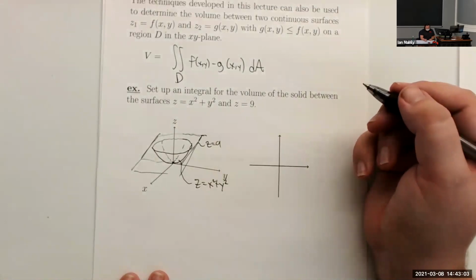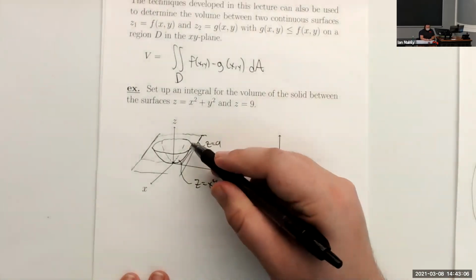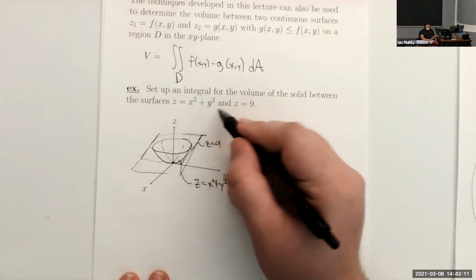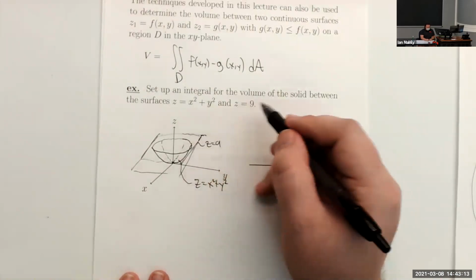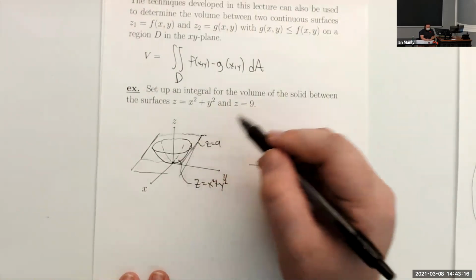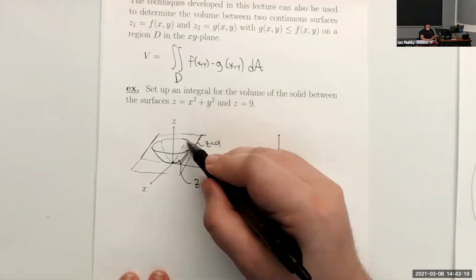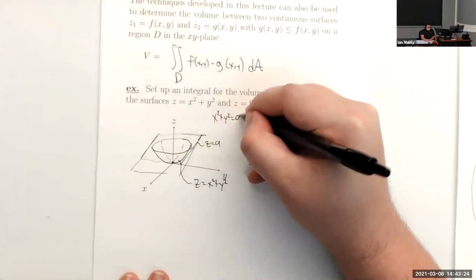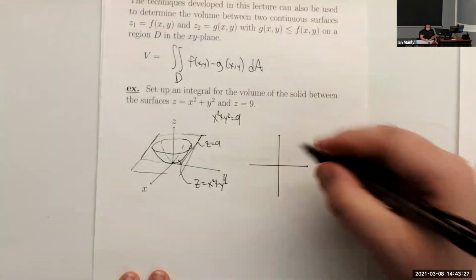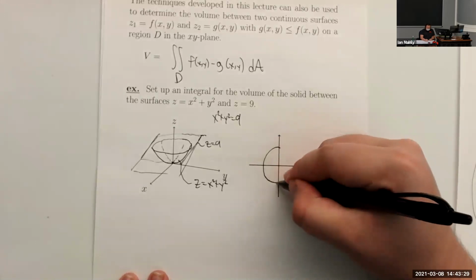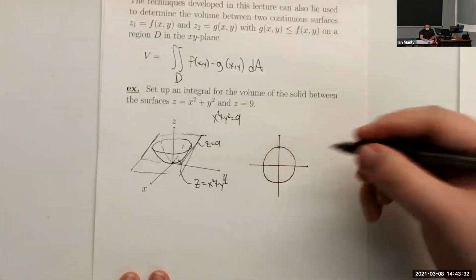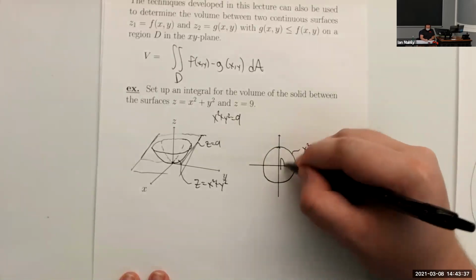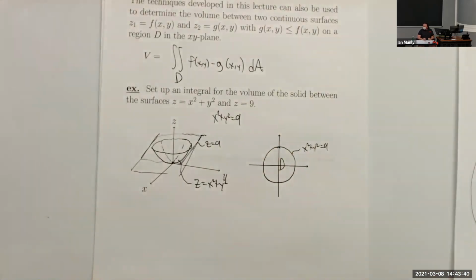All right. So now what's the region that we're going to be integrating over? Well, if we look at this top down, what shape are we going to see? We're going to see a circle. And it's going to be our biggest possible circle, where these guys meet. So the area of intersection for these will be x squared plus y squared is 9. And that's just a circle of radius 3. So this is going to be our domain right here.